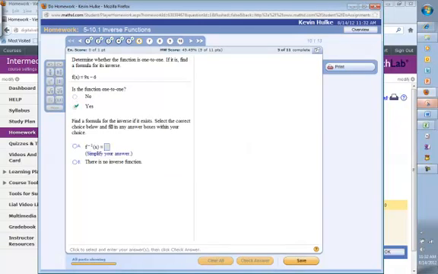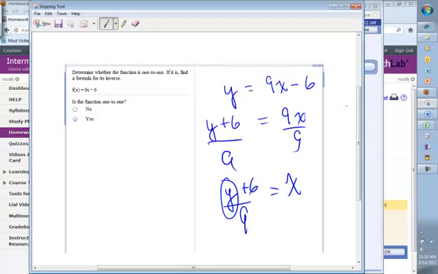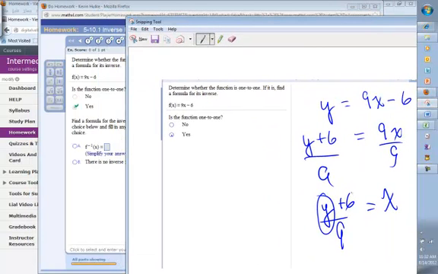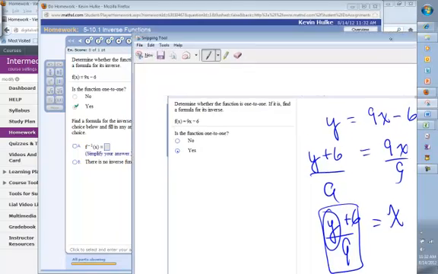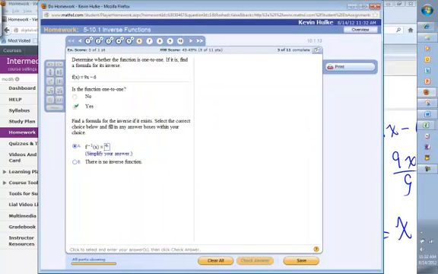What is the formula? Well, I just did it. It's right here, y plus 6 over 9. So we would write it with x instead of y. Fraction x plus 6 over 9.